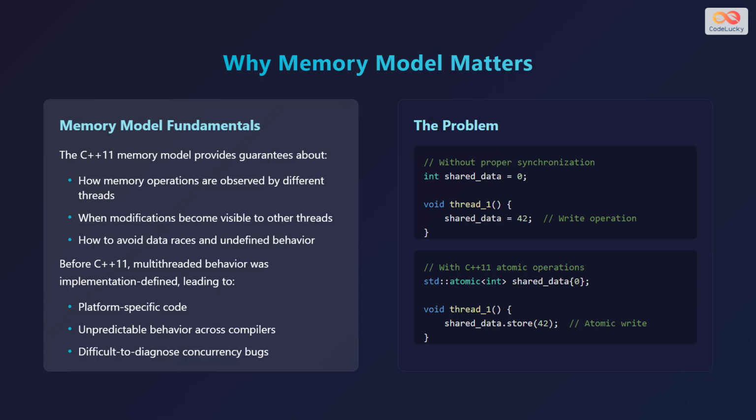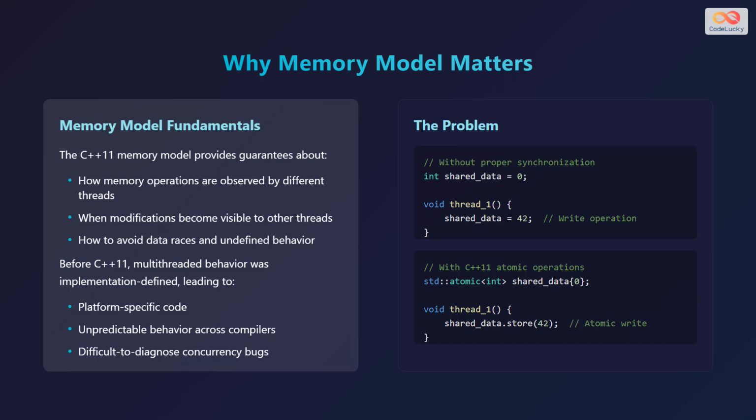The C++11 memory model provides guarantees about how memory operations are observed by different threads, when modifications become visible to other threads, and how to avoid data races and undefined behavior. Before C++11, multi-threaded behavior was implementation-defined, leading to platform-specific code, unpredictable behavior across compilers, and difficult-to-diagnose concurrency bugs.